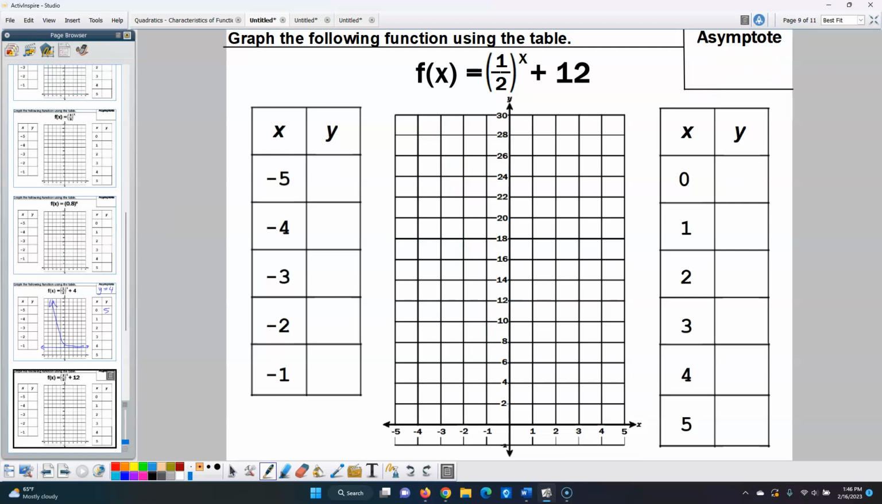So 1/2 to the x plus 12. Once again, that asymptote's normally at y equals 0. Now it's going to be at y equals 12. And our y-intercept is 1 above that, so that would be 0, 13. 1/2 to the x is a decay function, so it's going to look something like that. And you could punch the rest of that into Desmos so that you can see all of the points.